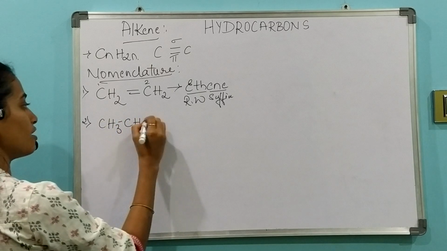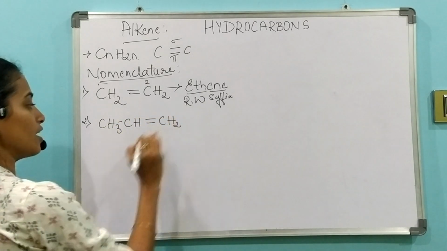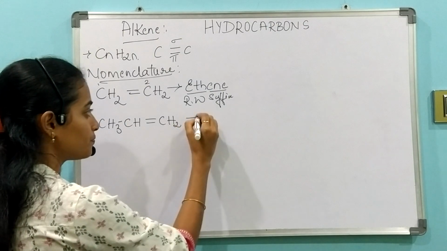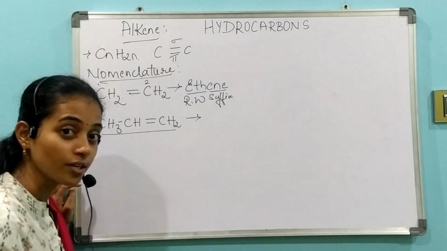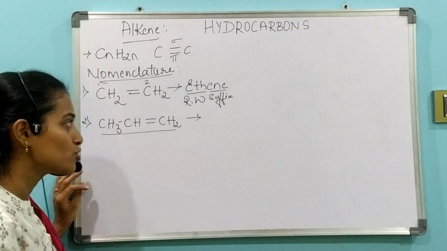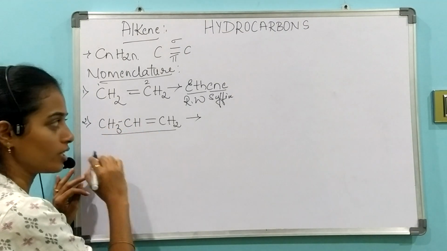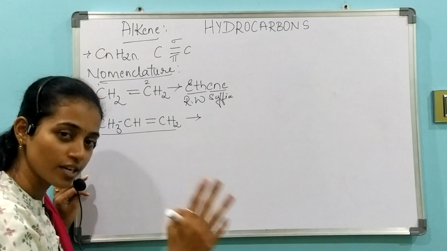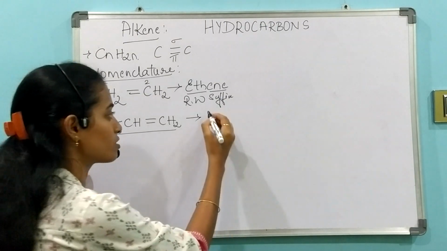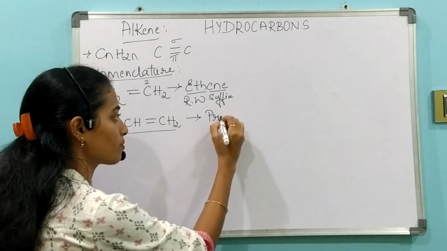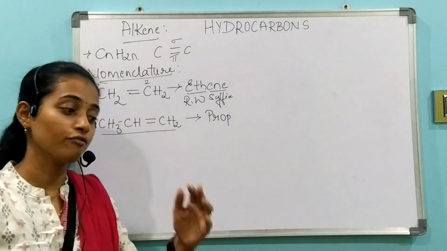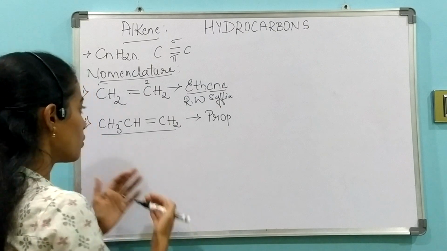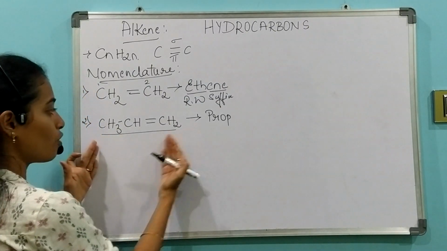CH3, CH, double bond, CH2. So here, this is my straight chain, parent chain. In parent chain, how many carbons do you have? Carbon 1, 2, 3. If you have 3 carbons in this straight chain, what is the root word used? It is prop. Now, second rule, we have to number the straight chain now. Whether you will start it from the left hand side or from the right hand side.